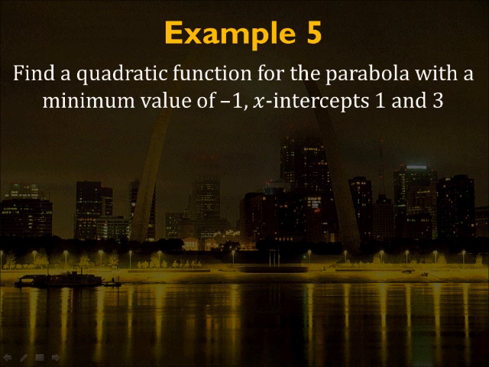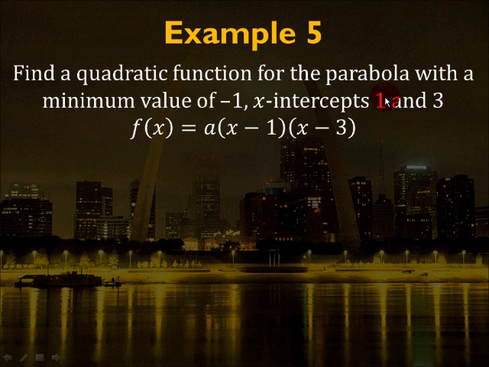Example 5. Find a quadratic function for the parabola with a minimum value of negative 1 and x-intercepts of 1 and 3. So this is a multi-step problem. Let's go through this step by step. First, we know that the function of x has to have an x minus 1 and an x minus 3 in there because those are the x-intercepts. An x minus 1 and an x minus 3 in the factors will give us a 0 for f of x should we plug in one of these two values.